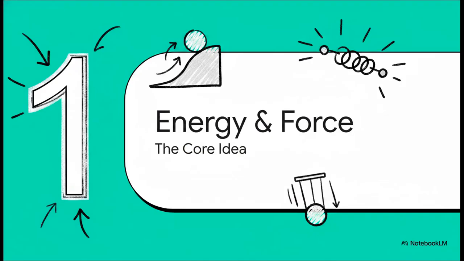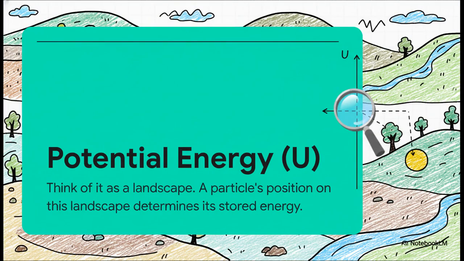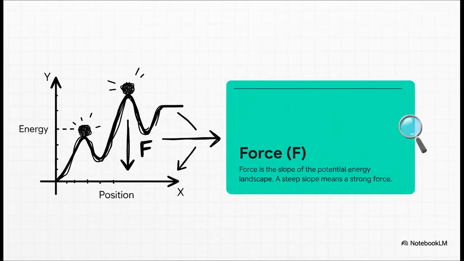Before we even think about touching the math, we've got to get the big picture. The relationship between potential energy and force is one of the most powerful ideas in all of physics, and the best way to understand it is with a really simple analogy. First up, potential energy, U. I want you to completely forget the scary equation for a second. Instead, just picture a landscape, with hills and valleys and flat plains. The potential energy of a particle is nothing more than its altitude, its height, at any given spot on that map. That's it.